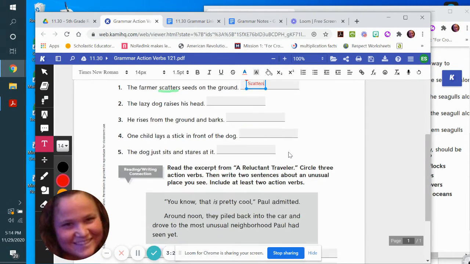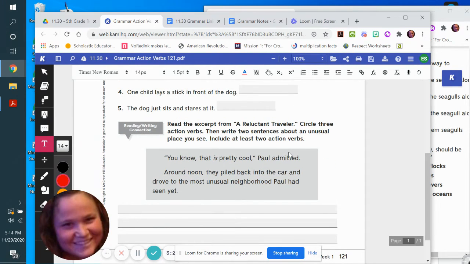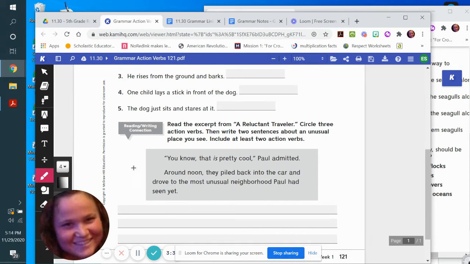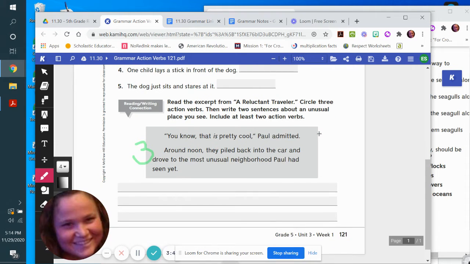Okay, then it says down below, read the excerpt from A Reluctant Traveler. Circle 3 action verbs, then write 2 sentences about an unusual place you see. Include at least 2 action verbs. So you're finding 3 verbs here, things you actually do. Then you're writing 2 sentences about a place that you've been before. So it could be the park, it could be Disney World. It doesn't matter where it is. It's just a place that you've seen and the things that you were doing there.